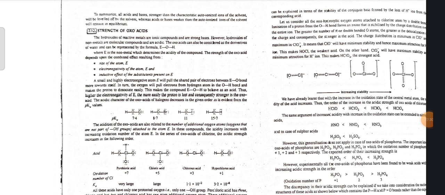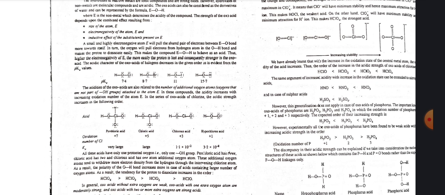To summarize, all acids and bases stronger than the characteristic autoionized ions of the solvent will be leveled off by the solvent, whereas acids or bases weaker than the autoionized ions of the solvent will remain in equilibrium. Strength of oxoacids. The hydroxides of reactive metals are ionic compounds and are strong bases. However, hydroxides of non-metals are molecular compounds and are acidic.